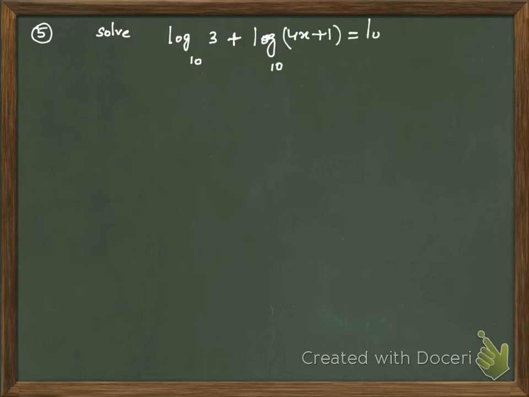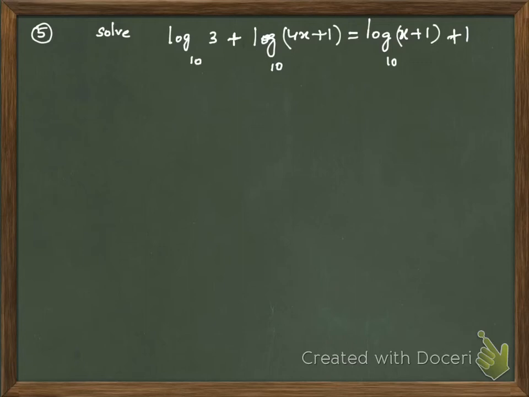Next, one more example. Now let us try to solve an equation. The equation is like this: solve log 3 to the base 10 plus log of 4x plus 1 to the base 10 is equal to log of x plus 1 to the base 10 plus 1. Now let us say you are supposed to solve this equation.